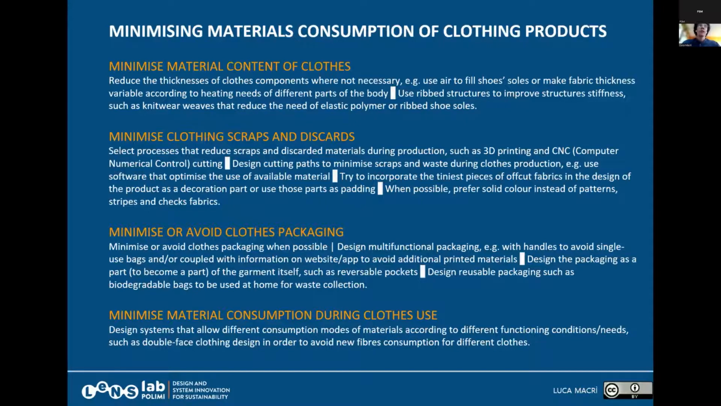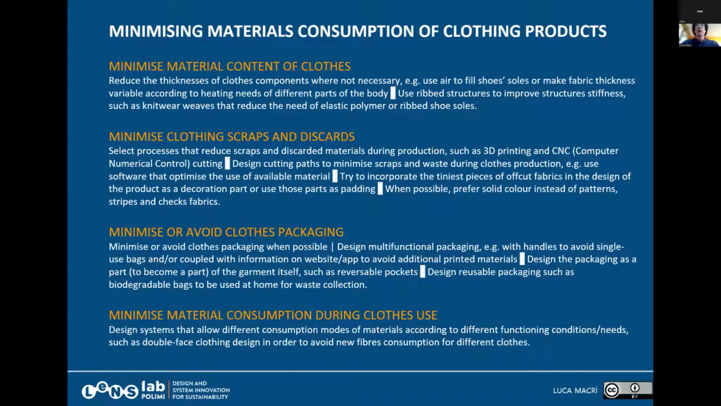The first one and the easiest is minimizing the material content, but another could be minimizing the clothing scraps and discards, for example, during production. Another way could be to minimize or avoid the cloth packaging. So you see that we are going closer and closer to practical solutions, practical ways to reduce environmental impact.